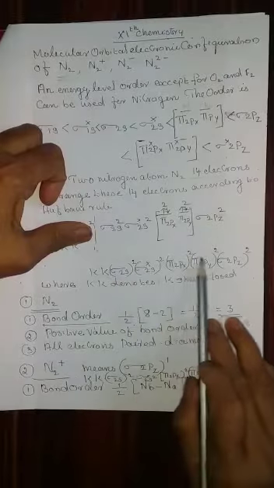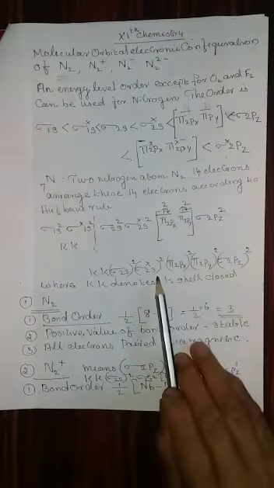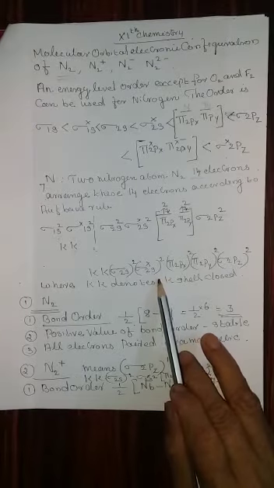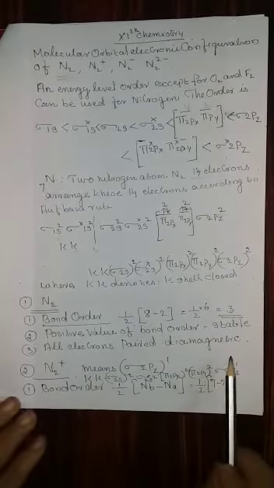Look at all the superscripts. By looking at the superscripts you can write this answer. All the superscripts are 2, therefore it is diamagnetic.